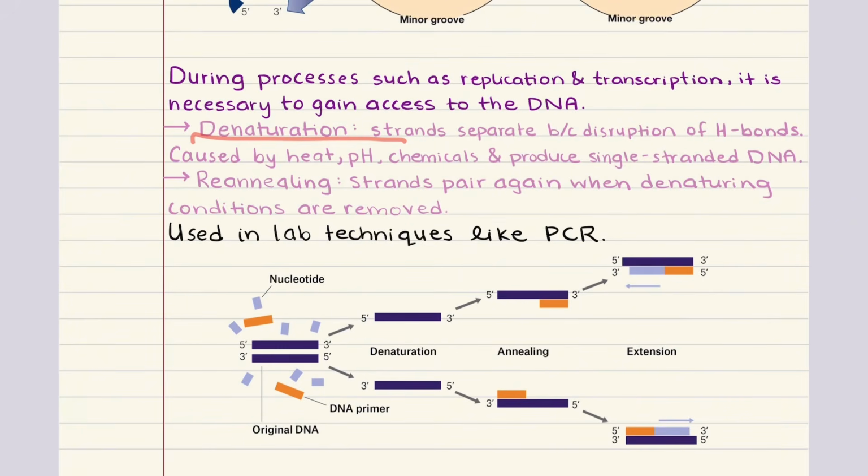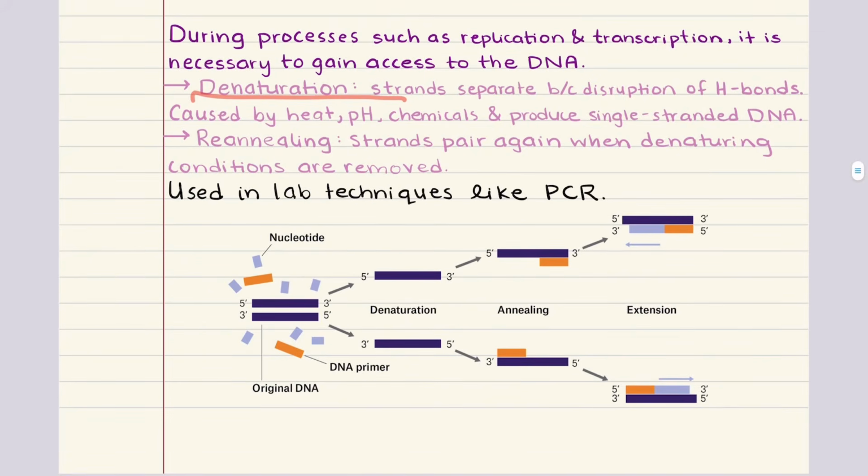Now, these concepts, denaturation and reannealing, are the foundation of a very important lab technique called polymerase chain reaction, or PCR. In PCR, we take advantage of this cycle of separating and then repairing DNA strands.